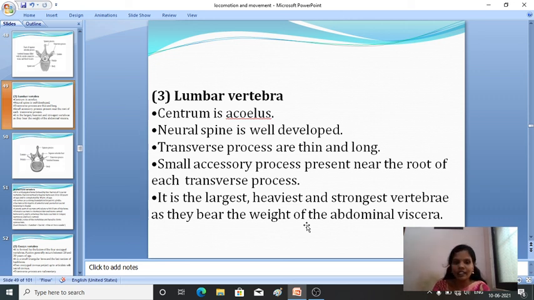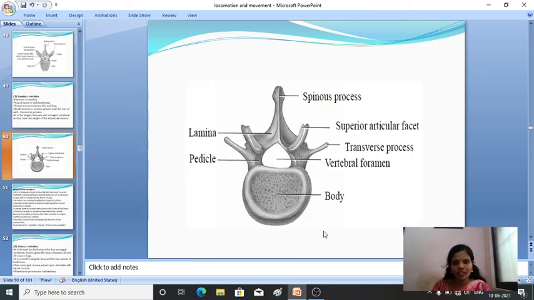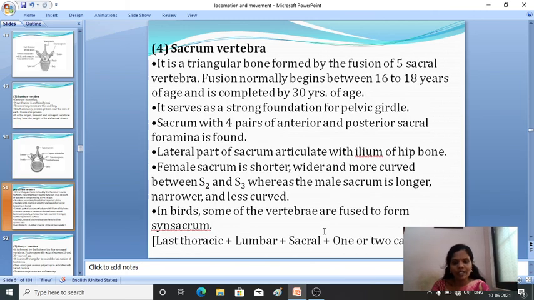It is the largest, heaviest, and strongest vertebra, as they bear the weight of the abdominal viscera. Okay, generally you can see that compared to all, these bones are the longest, largest, heaviest, and strongest vertebrae, as they bear the weight of the abdominal viscera. Fine. So this is the lumbar vertebrae. Next comes the sacrum.